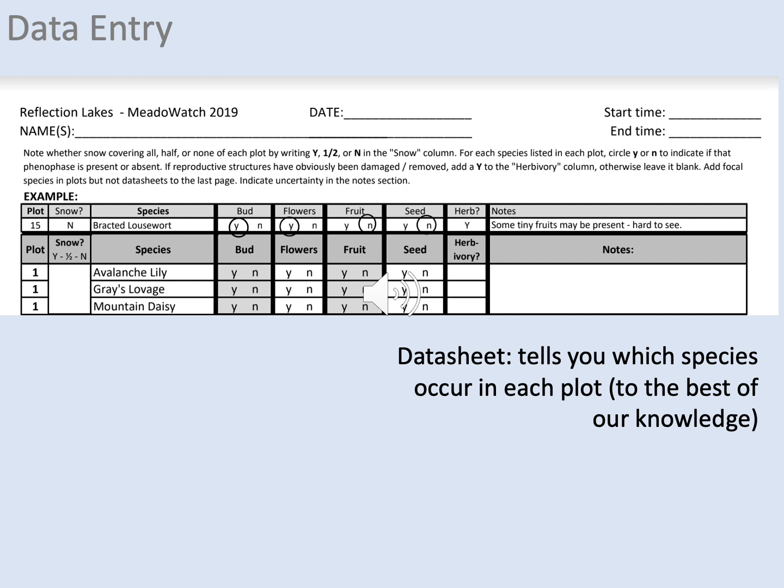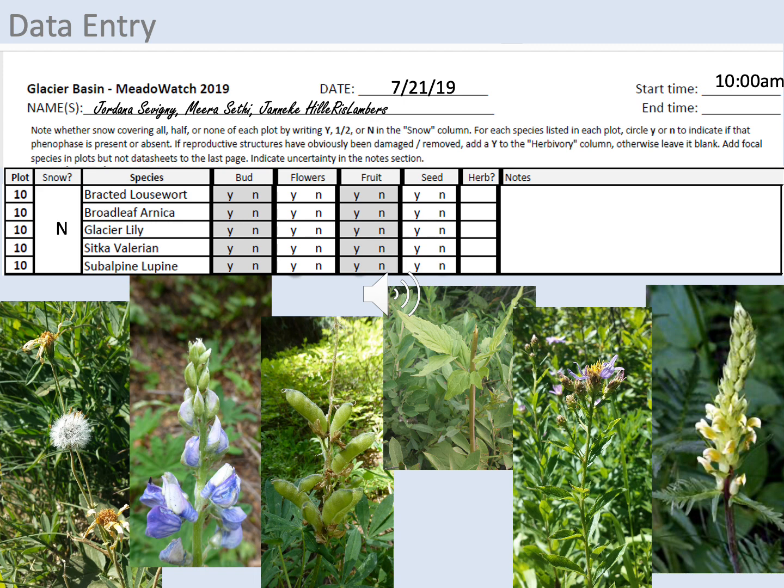And since we're studying phenology, or the timing of events, we can't use your data if we don't know when you collected it, so the date is essential. We also ask you to record the start and end time of your hike, but you shouldn't stress out too much about that. We do this partly to help the park understand how many volunteer hours are contributed by you wonderful people each year. As an example, let's imagine that you've just arrived at plot 10 on the Reflection Lakes Trail. You've already recorded your names, the date, and your start time.